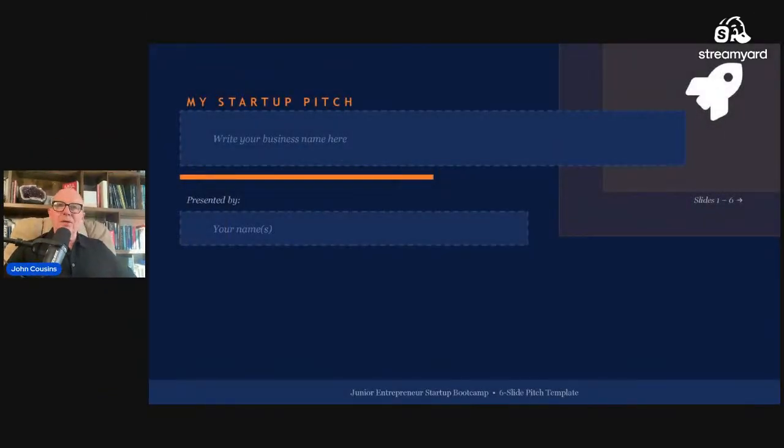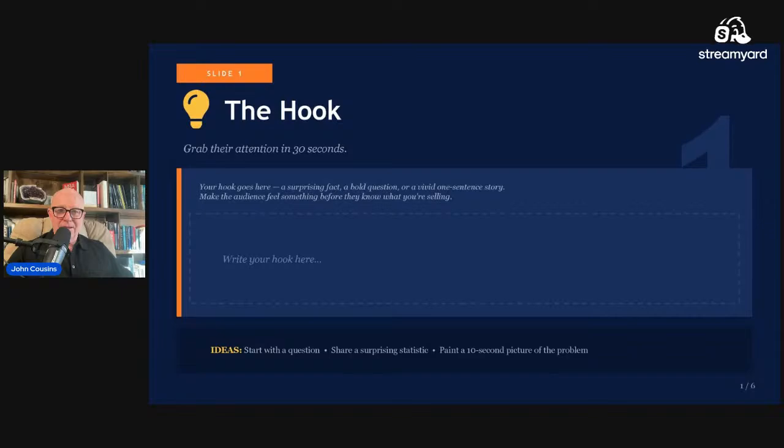So here is your startup pitch, right? You can call that whatever you want. You can take that "my startup pitch" text out of there, but you write down your business name and "presented by," you write down your name. You can change the different font sizes and stuff, so it's big and you can show it all.